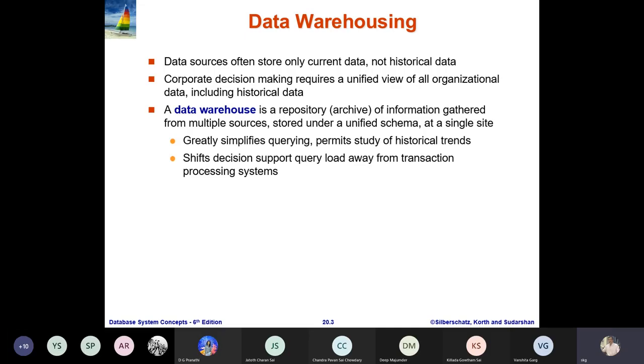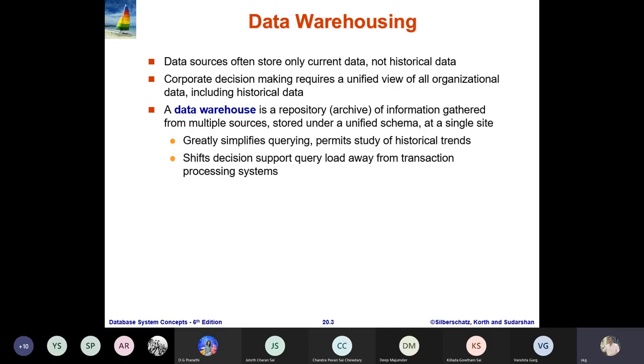So corporate decision making requires a unified view of all organizational data, including historical data. We want to keep it in a common schema, a database schema that contains different types of relations, as we have seen. Otherwise, doing any appropriate querying is a difficult challenge.